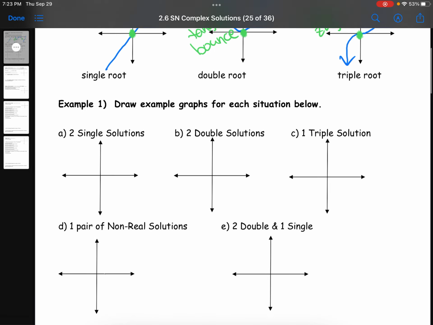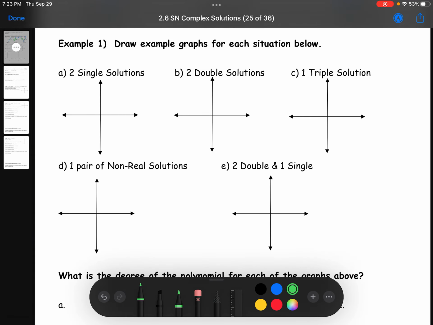Now we want to draw graphs for each of these situations. Two single solutions would go through the x-axis twice, in two different locations. So we could have something like a parabola that makes two single solutions. Now, two double solutions in the next one and nothing else: we would have to hit the x-axis, bounce off of it, then hit the x-axis again and bounce off of it. That would give us our two tangent bounce roots.